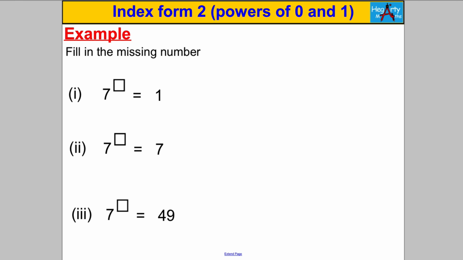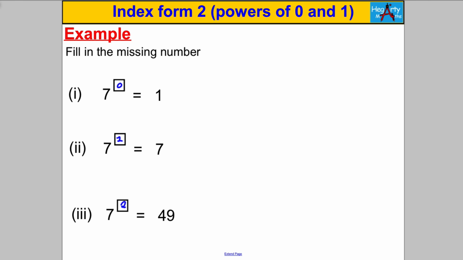Next. Fill in the missing number. Pause the video and have a go. 7 to the what gives you 1. It's got to be 0. 7 to the what gives you 7. It's got to be 1. And 7 to the what gives you 49. That's from previous videos. Hopefully you realise 2. 7 squared is equal to 49. Nice and easy. There, I just want to finish with a power table again, just for you to practice this.